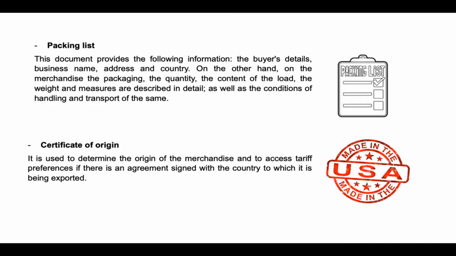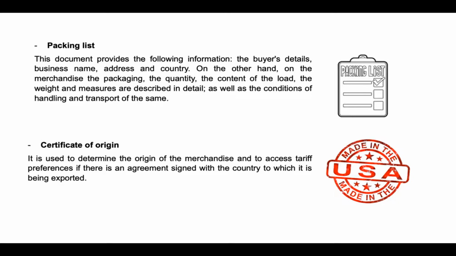Packing list. This document provides the following information: the buyer's details, business names, address and country. On the other hand, regarding the merchandise, the packing, the quantity, the content of the load, the weight and measures are described in detail, as well as the conditions of handling and transport of the same.